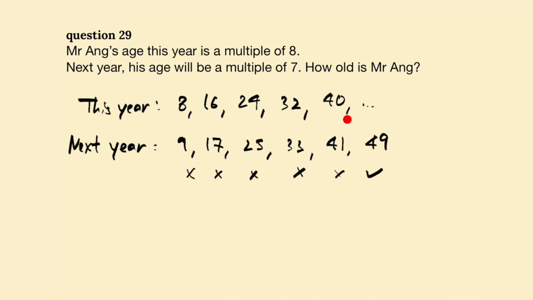So this is the list. Next year, you're just going to add 1 to whatever age it is until the first time you see that it is also a multiple of 7, which would be this. How old is Mr. Ang? Your answer is not 49, okay? 49 is the age next year. So the answer is therefore 48, yeah?